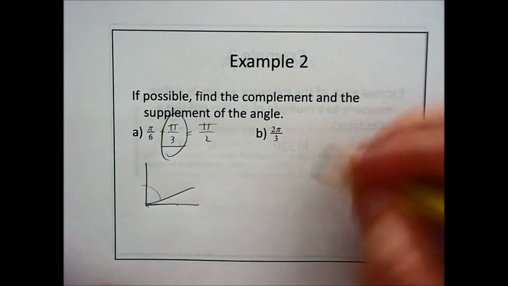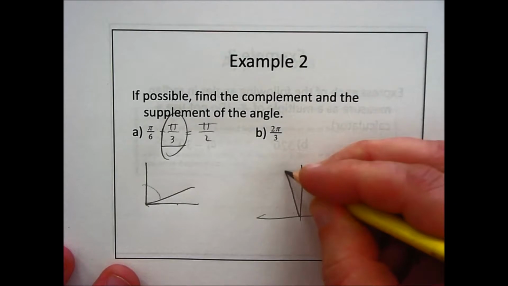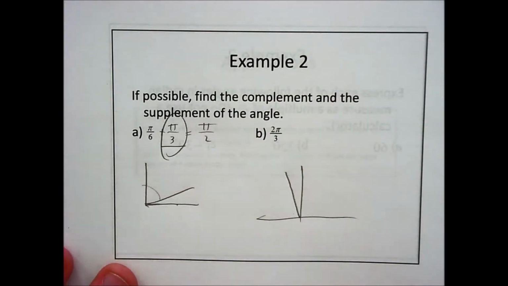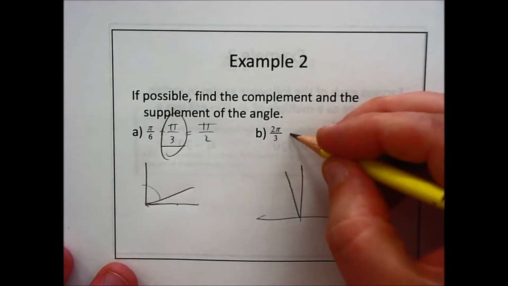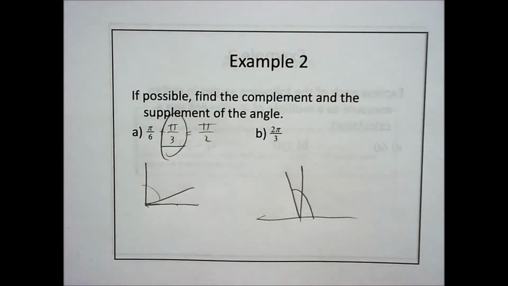2 pi over 3, the problem with 2 pi over 3 is it's already more than 90 degrees. So it's here, so it has no complement, yep. So this one just has a supplement. So since this is 2 pi over 3, and I'm going to pause the video for a moment.